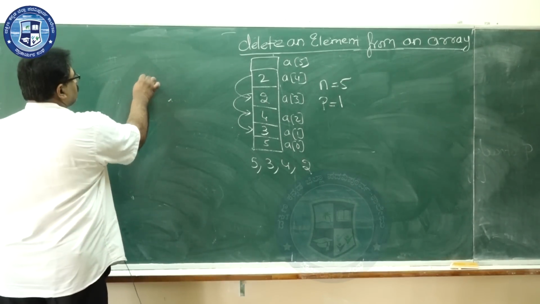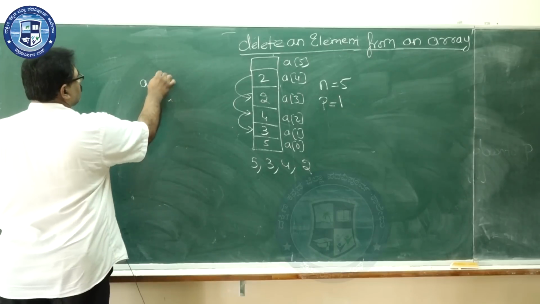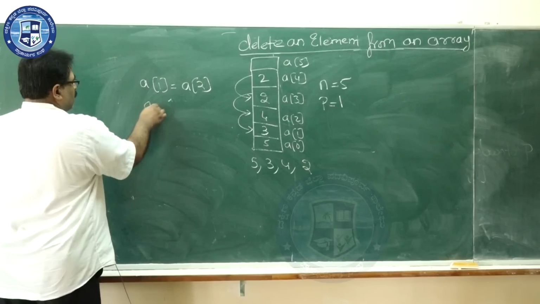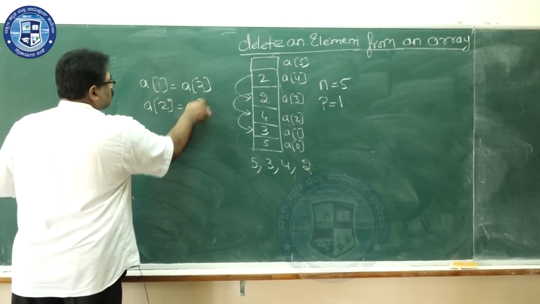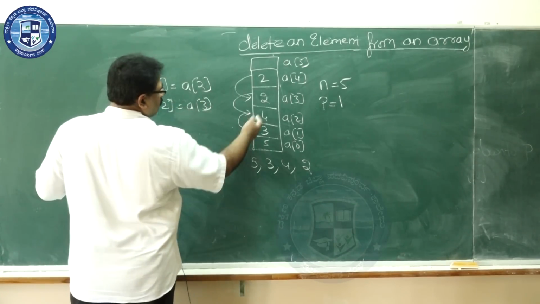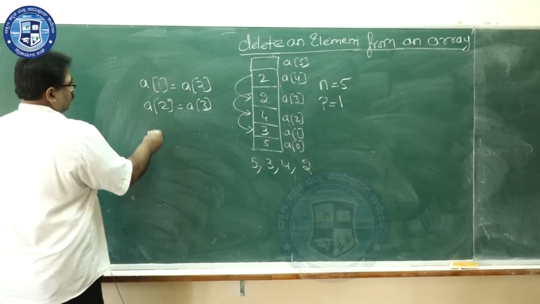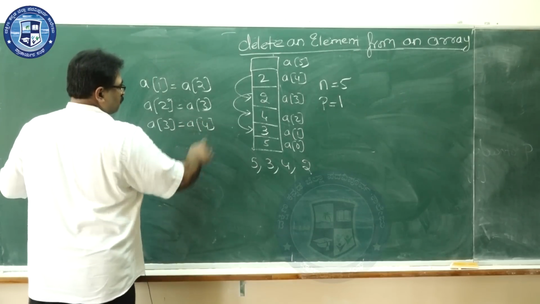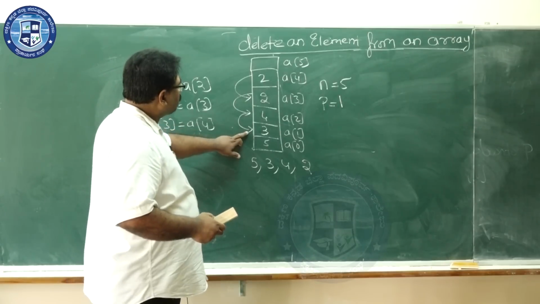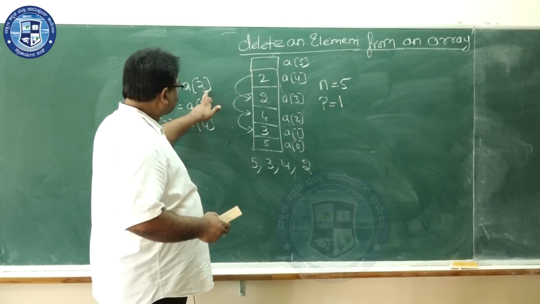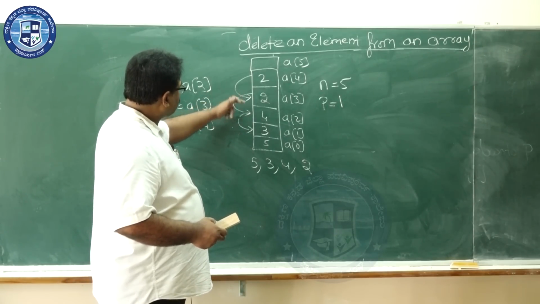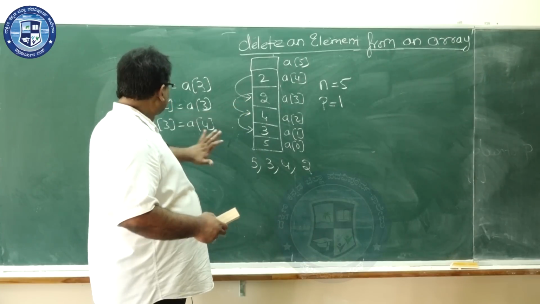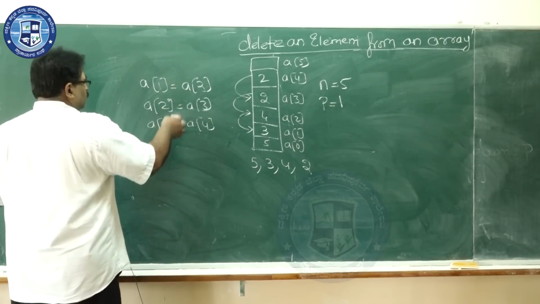So what we have done, if you look at this, we have written a of 1 is equal to a of 2. a of 2 is equal to a of 3. That means I brought it down basically. Right? So a of 1 was brought from a of 2. a of 2 was brought from a of 3. a of 3 was brought from a of 4. Now this is what your index looks like.